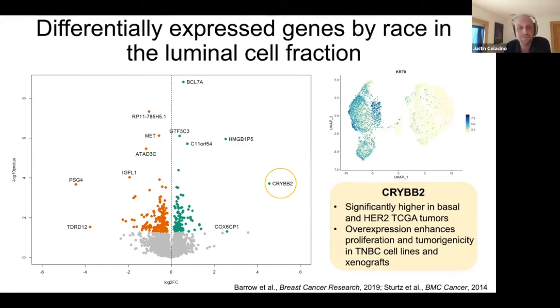And then some functional experiments in a nice paper in Breast Cancer Research last year showed that overexpression enhances proliferation and tumorigenicity in triple negative breast cancer cell lines and xenografts, potentially pointing to a functional gene that might in part explain why breast cancers in African American women are so much more aggressive.